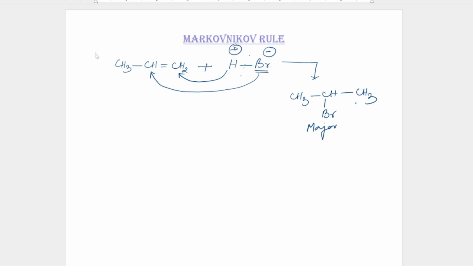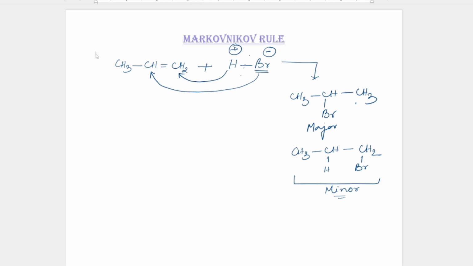The other product, that is CH3CH2CH2Br, will also form in the reaction mixture, but that will be the minor product. Okay, what is the condition? Asymmetric unsaturated hydrocarbons reacting with hydrogen halides.